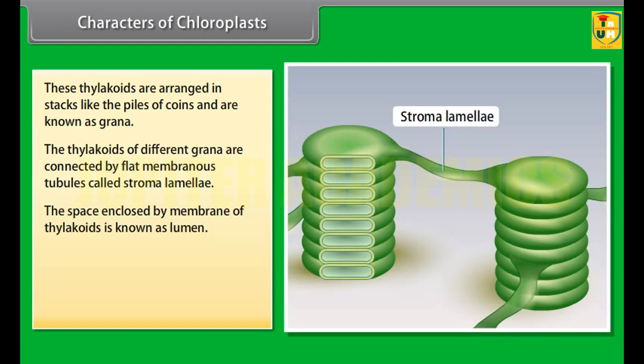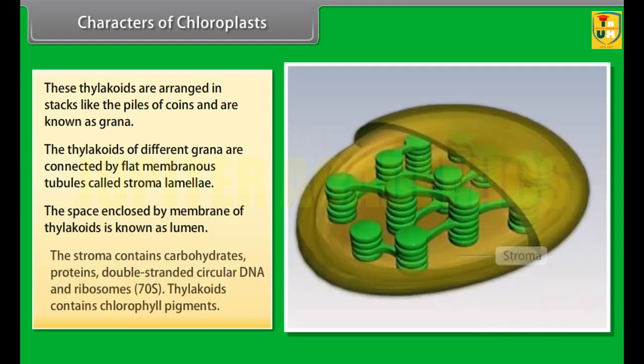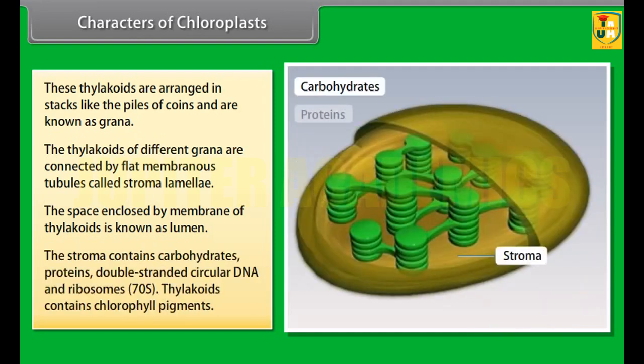The space enclosed by membrane of thylakoids is known as lumen. The stroma contains carbohydrates, proteins, double-stranded circular DNA, and ribosome 70S. Thylakoids contain chlorophyll pigments as well.